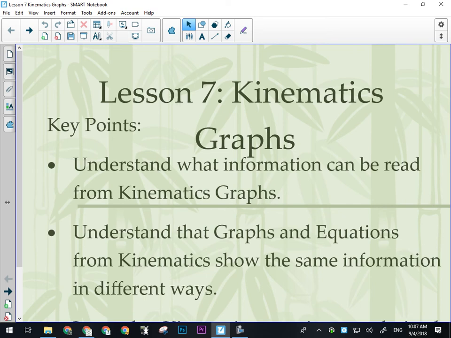All right, so we need to understand what kind of information can be read from these two types of kinematics graphs, and understand that graphs and equations show the same information in different ways. So that is the stuff that's on your formula sheet. Most of that is derived from some sort of graph. Okay.